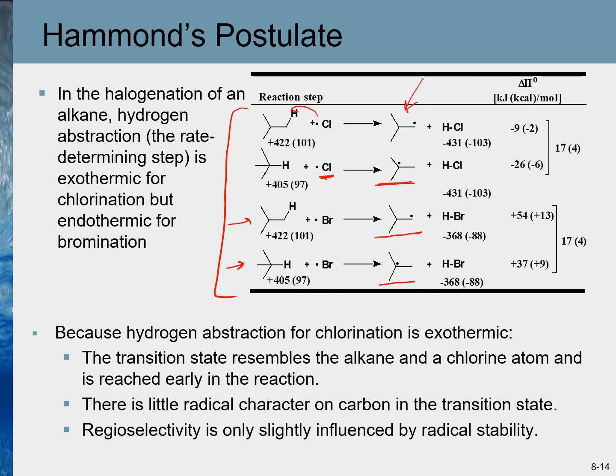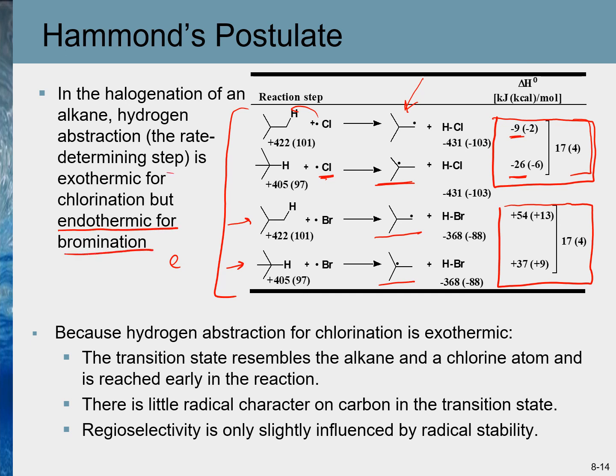The heats of these reactions are given, and these enthalpy changes were calculated from the bond dissociation energies as explained earlier in this chapter. The important thing to note here is that the enthalpy of reaction in chlorination is negative, so this reaction is exothermic. However, bromination has a net positive enthalpy change, therefore the bromination reaction is endothermic. So it is endothermic for bromination and exothermic for the chlorination process.